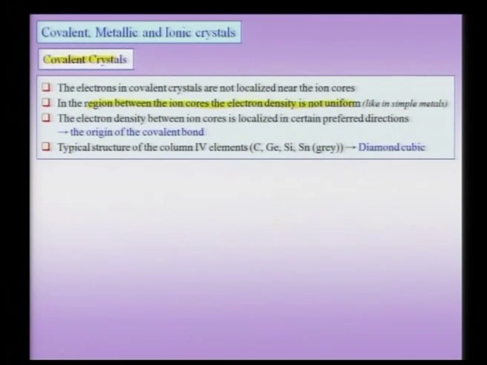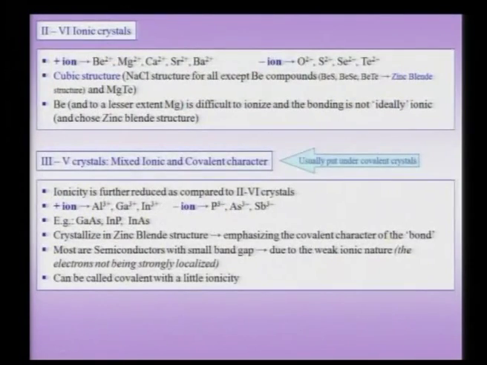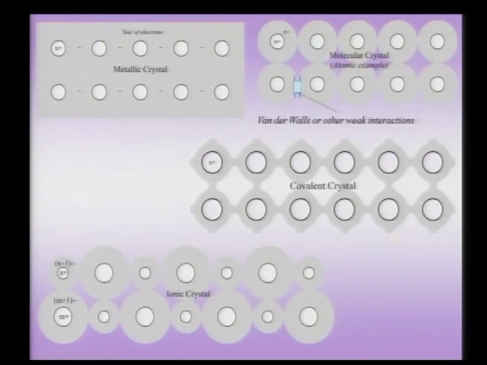So the typical structure of column 4 elements, for instance carbon, germanium, silicon and tin, is the diamond cubic structure. So let us look at the electron picture to understand how a covalent bond looks. In a covalent crystal the electron density, unlike a metal, for instance this is a metal, and you know that there are these positive ion cores, and between the cores the sea of electrons has practically uniform density. Of course there could be some non-uniformity, but it is practically uniform.